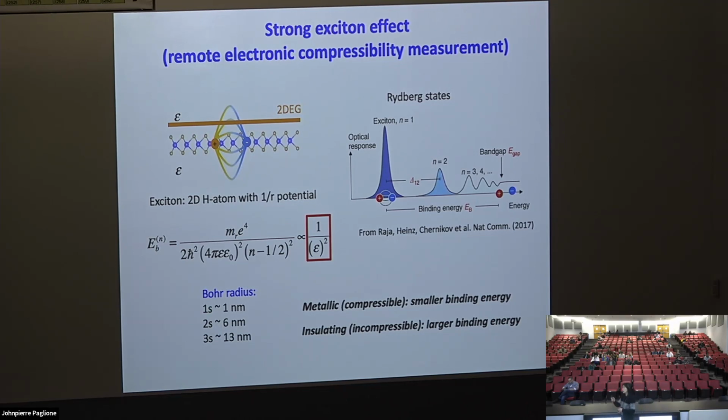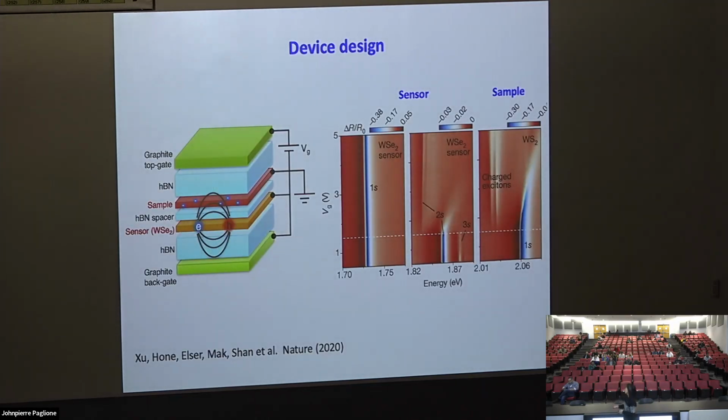And one thing I did not mention in this setup is that those two, sample and sensor, are separated by a spacer, and we choose the spacer on the order of a nanometer or a little bit more. So in that case, the 1s excitons don't see much of what's going on, but 2s, 3s will see a lot of what's going on. So that's why this one is not too sensitive, but the 2s, 3s, and higher ones should be more sensitive.